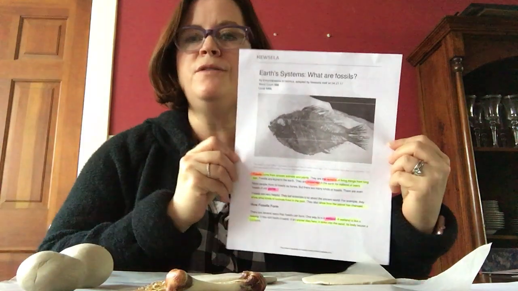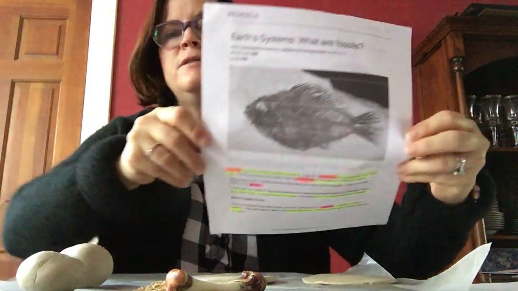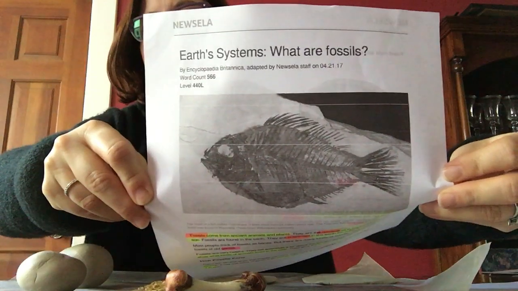So the activity today we're going to do is make your own fossil. There are some materials that you'll need to do this. It's pretty easy to do. You will need pictures of fossils. So you can use the article that I have. It's from News ELA and it's called Earth Systems, What Are Fossils? So there's some pictures there. I'm just going to zoom in to see what that looks like.